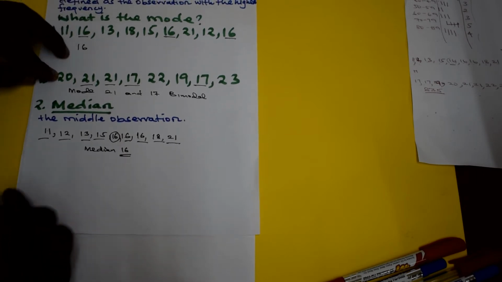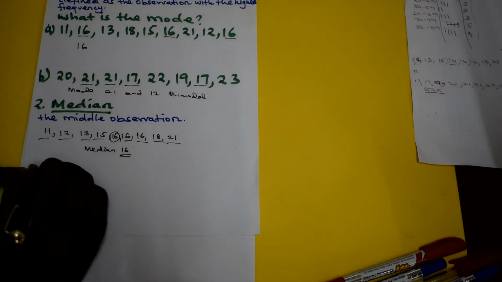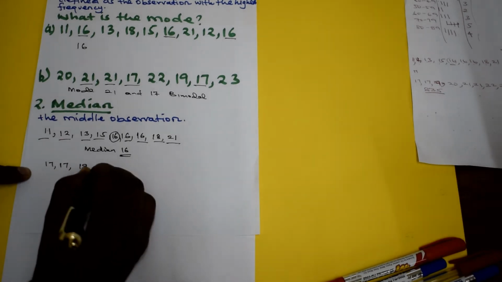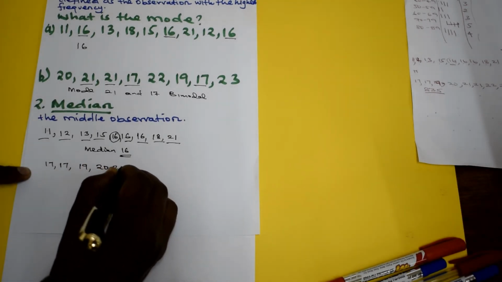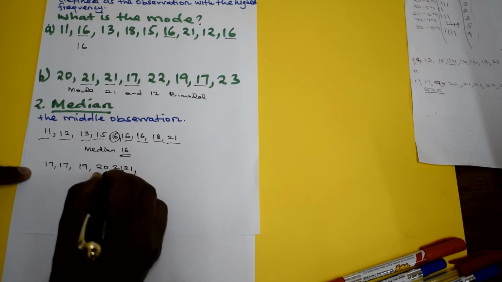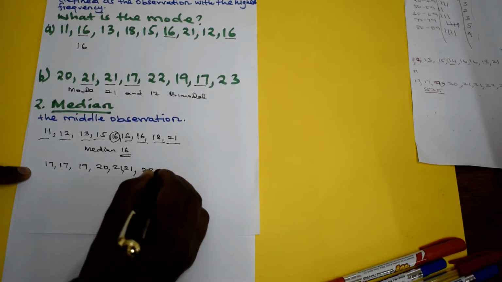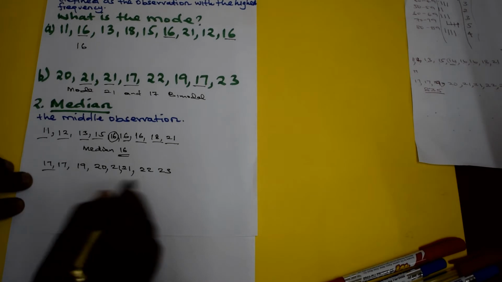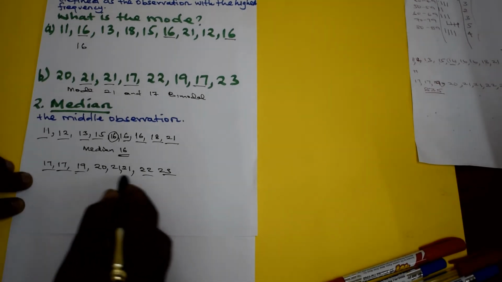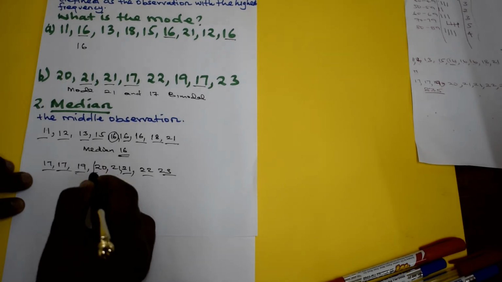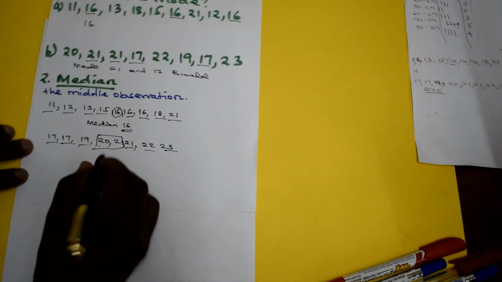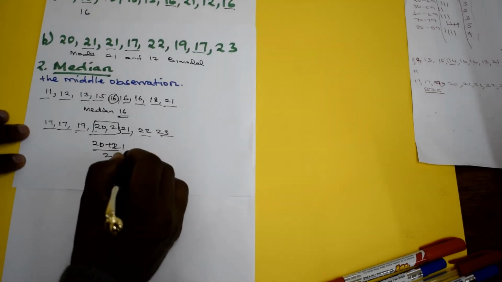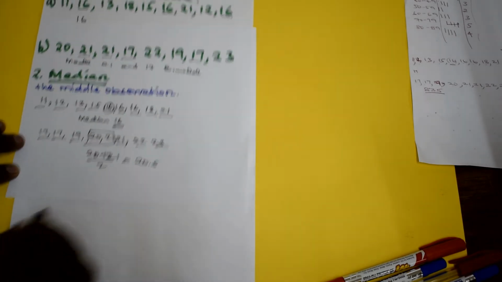So we also have 20 to 23, so we organize this one again from the smallest. These are an even number of terms, so we have to look at how the median will be formed, and we are going to see the median is between 20 and 21. So here you say 20 plus 21 divided by 2, and the median for this one gives us 20.5.